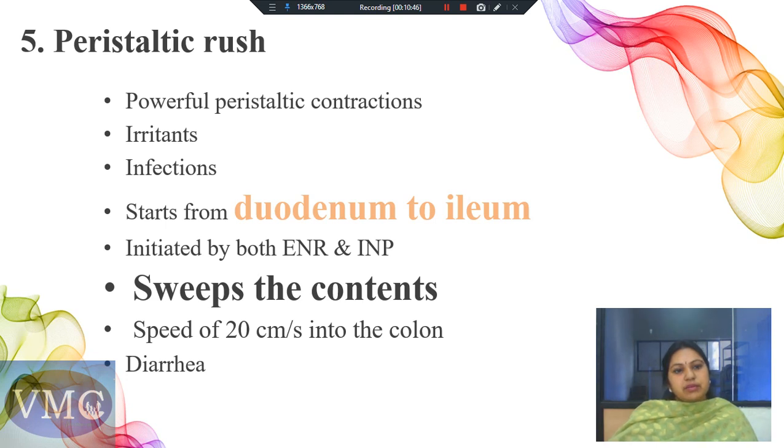Another movement I want to tell you about is the peristaltic rush. Usually this occurs in pathological situations like diarrhea. These are very powerful peristaltic contractions when there are irritants in the intestine or infections of the intestine. It starts from the duodenum or the ileum. It's a forceful contraction pushing the food forward and sweeping the contents, and it empties into the colon. This is initiated by both the enteric nervous system and the intrinsic nervous system, and this occurs at a speed of 20 centimeters per second.